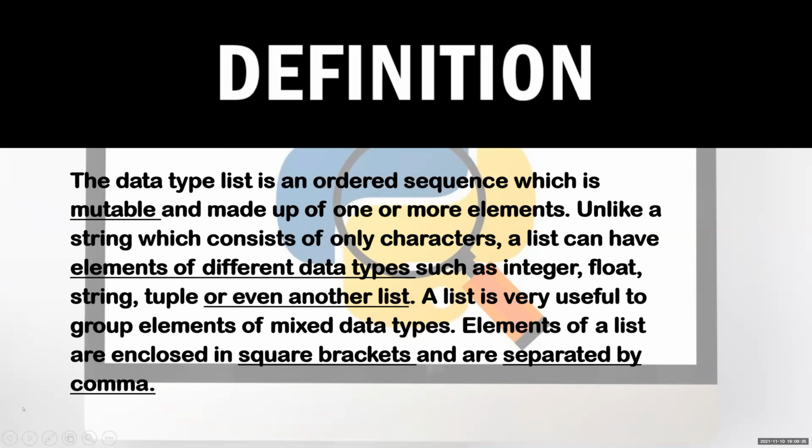So this is basically the definition of what a list is. The data type list is an ordered sequence which is mutable and made up of one or more elements. Unlike a string, which consists of only characters, a list can have elements of different data types such as integer, float, string, tuple, or even another list. A list is very useful to group elements of mixed data types. Elements of a list are enclosed in square brackets and are separated by commas.